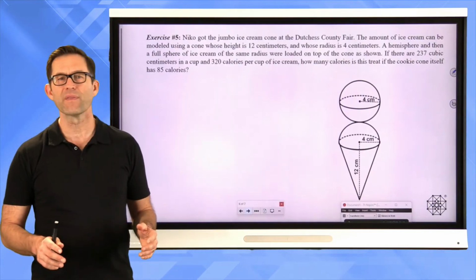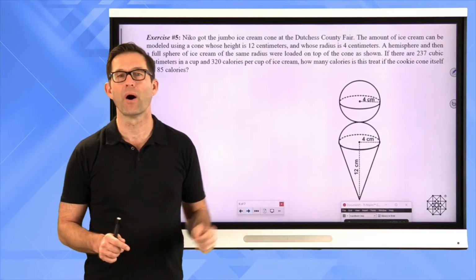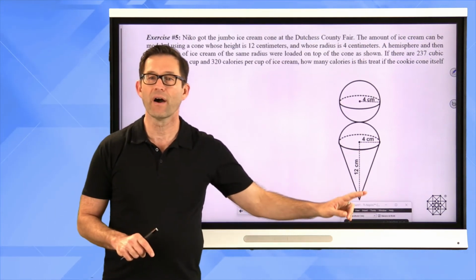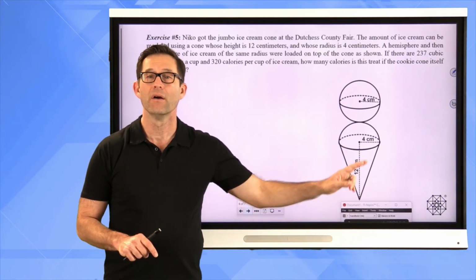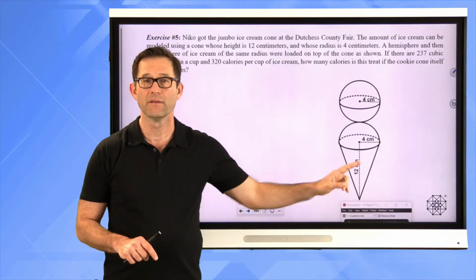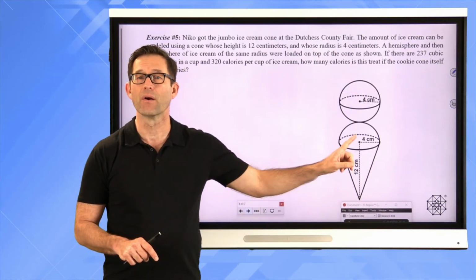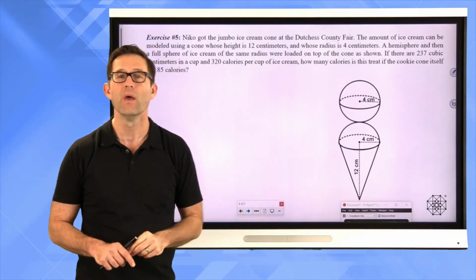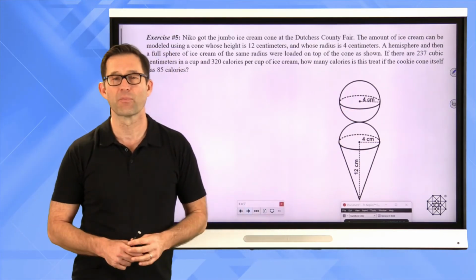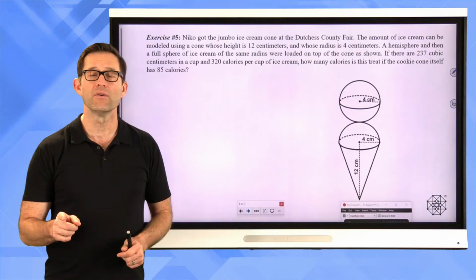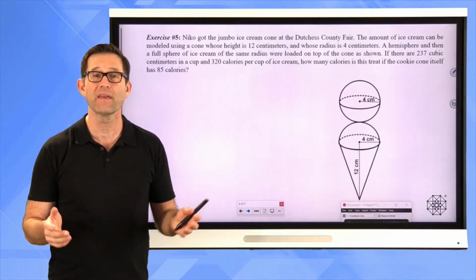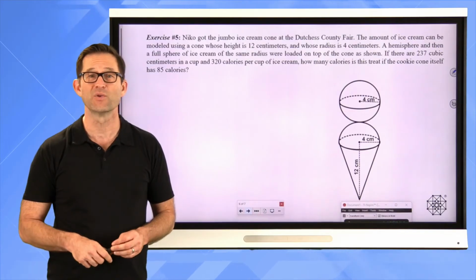Now, one thing I don't think that I made explicitly clear in this problem, and this was my own fault, so let me just clarify. We certainly have ice cream filling the entire cone, all right? So there's definitely ice cream down here, as well as the hemisphere, and as well as the sphere, all right? So this is a pretty lengthy and involved problem, okay? What I'd like you to do right now is pause the video and see if you can figure out how many calories are in this tasty treat.